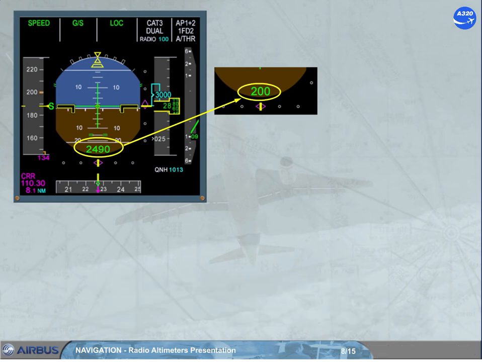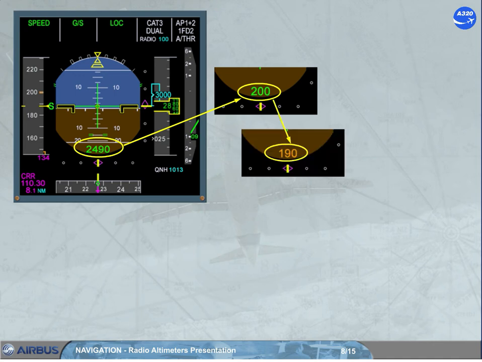It turns to amber below DH plus 100, if a radio altitude DH value has been entered on the MCDU performance approach page, or below 100, if no value is entered in place of a DH value, or below 400, if no DH has been entered, or both FMGCs have failed. Note, the RA indication changes every 10 feet, down to 50 feet, then every 5 feet, down to 10 feet, then every foot.